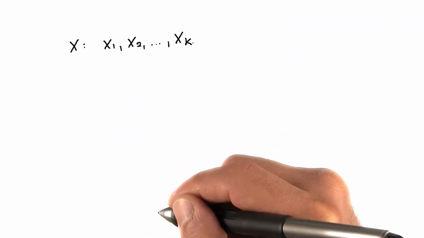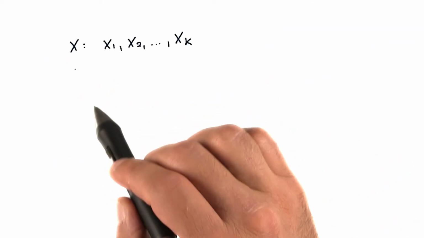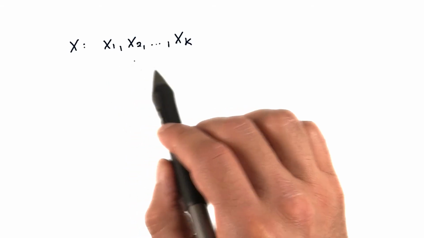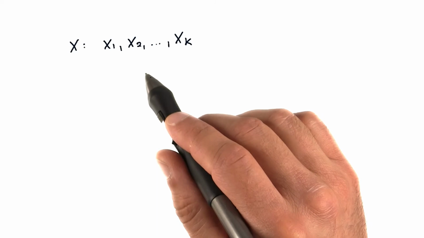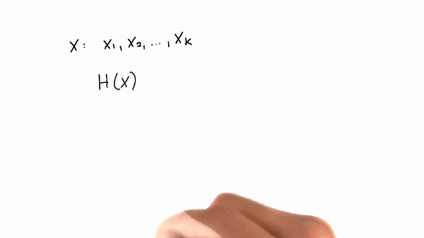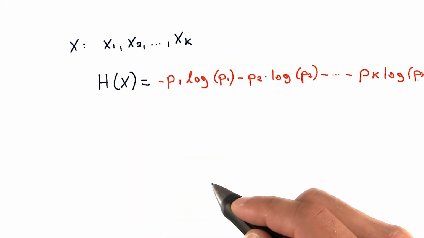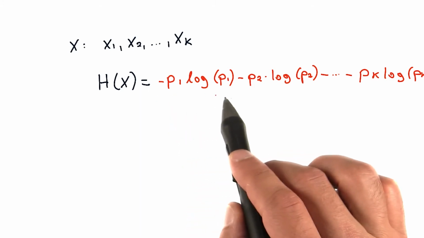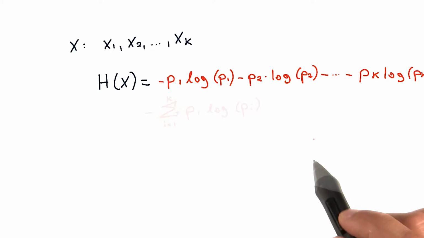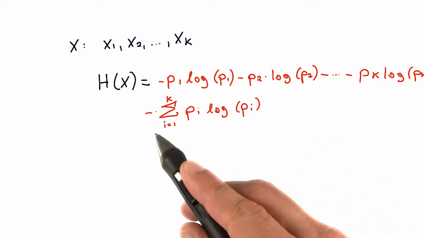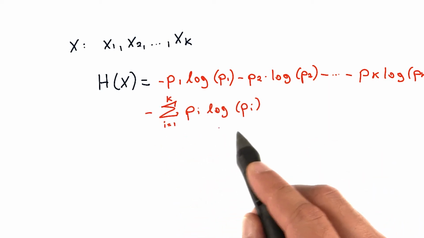Specifically, let's suppose that a random variable x takes on the values x1, x2 through xk. The entropy for the probability distribution of x is labeled H(x), and it is defined as minus p1 times log of p1, minus p2 times log of p2, and so on through pk. Otherwise written as minus 1 times the sum of pi log pi.